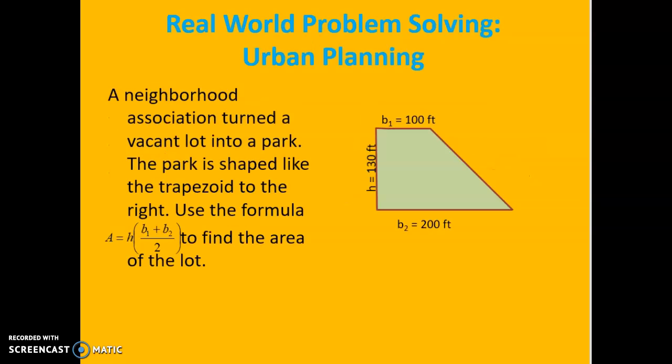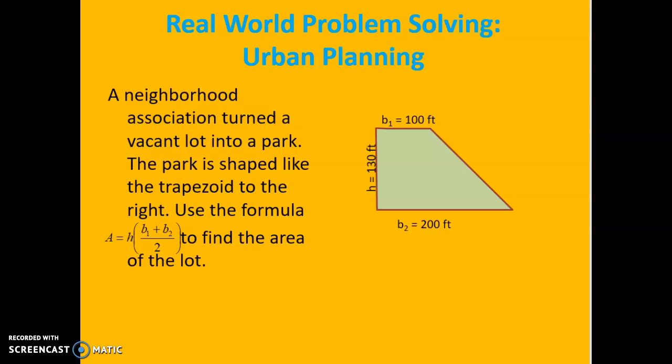The last example that I want us to look at is where you have to use order of operations sometimes, again with formulas. Here we have an example of a trapezoid. A neighborhood association turned a vacant lot into a park. The park is shaped like a trapezoid. Use this formula, the area of a trapezoid: area equals the height times the quantity base 1 plus base 2 divided by 2, close that quantity. We're supposed to find the area of this park.